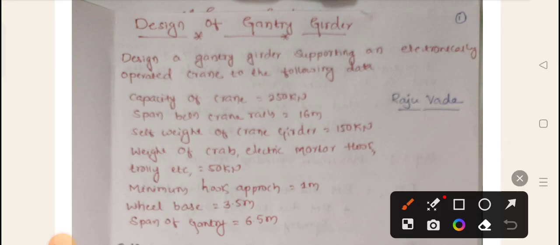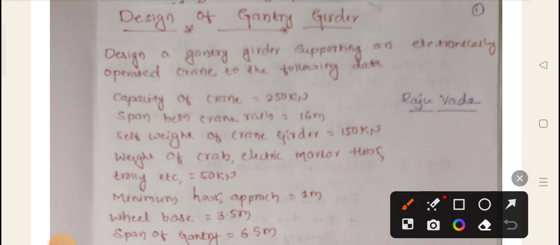First I will read the question. Before solving this problem, the diagram should be in your mind, then only you can solve it. Design a gantry girder supporting an electrically operated crane with the following data. What is the capacity of the crane? That is 250 kilonewton. This means that by using the hook, 250 kilonewton is lifted. That is the capacity of the hook.